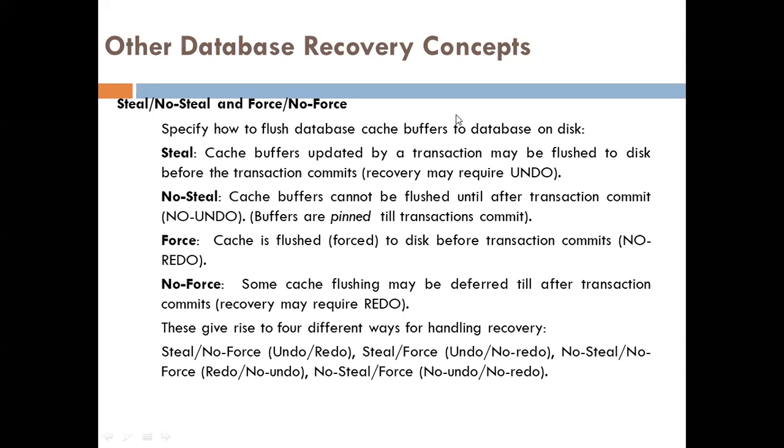In the no steal method, the cache buffers cannot be flushed until after the transaction commits. So here, after the commit, the flush will happen. Before that, the commit operation will not be happening. Since the cache is flushed after the commit operation, an undo operation might not be required. But here the buffers will be pinned till the transaction performs the commit operation.